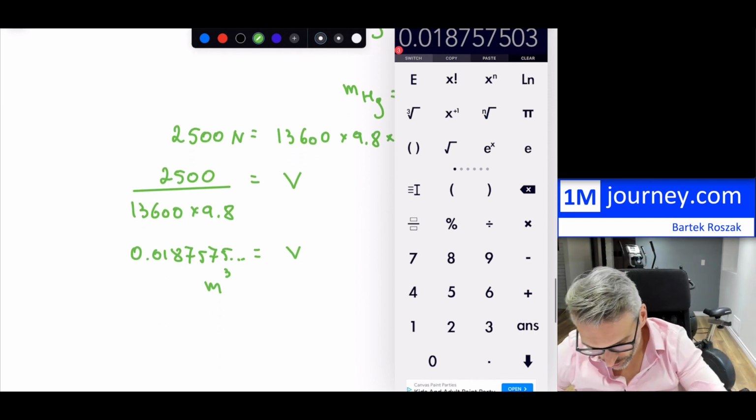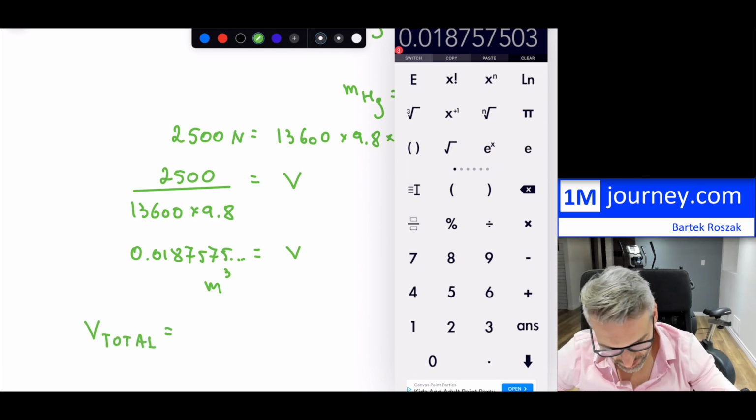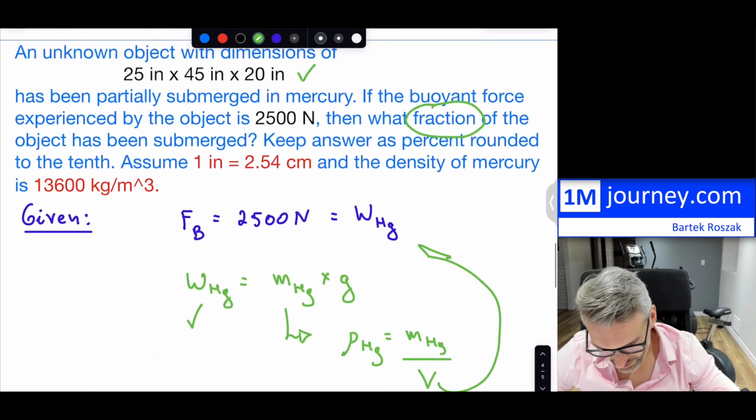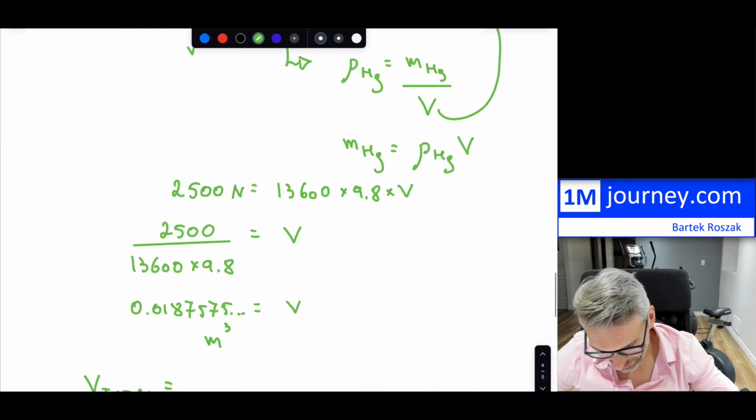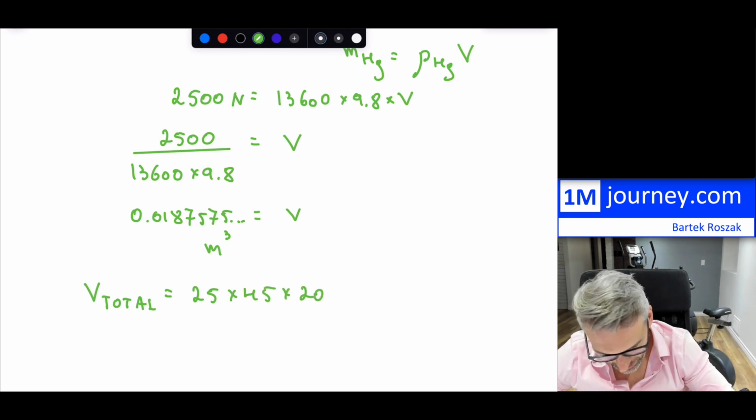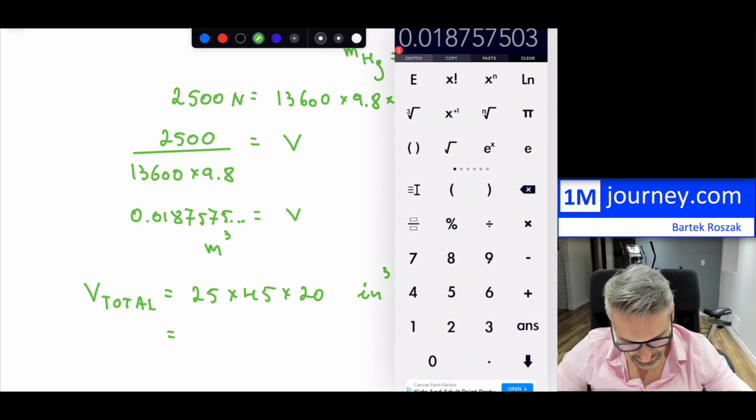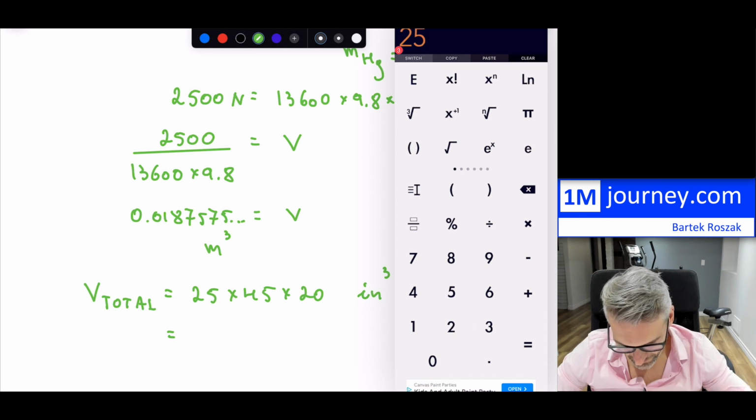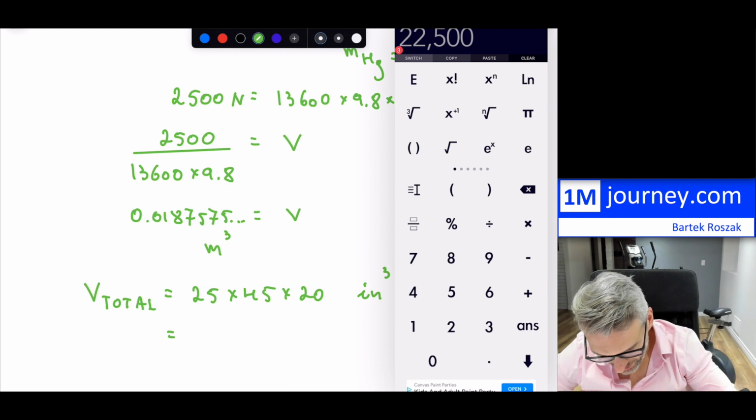Now, the total volume, so V total of the object. Here we know this is 25, 45, 20. So this is 25 times 45 times 20. Now, the only thing is, this is in inches, so this is going to be inches cubed. So what would this be? Let's take that. So 25 times 45 times 20, that is 22,500, but this is inches cubed.